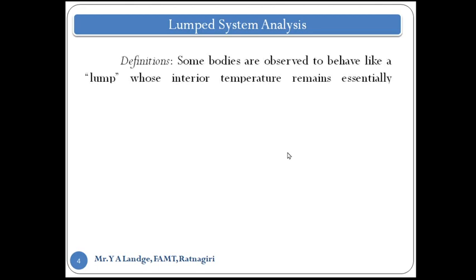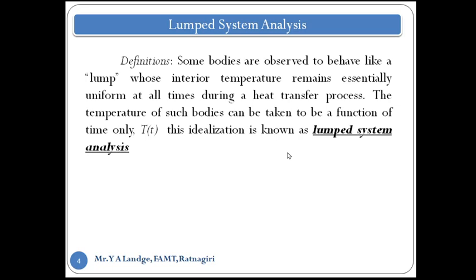Let's see first what the lump system analysis is. When do we call it a lump system? The definition of lump system analysis: some bodies are observed to behave like a lump, whose interior temperature remains essentially uniform at all times during the heat transfer process. The temperature of such a body can be taken to be a function of time only, and this idealization is known as the lump system analysis.